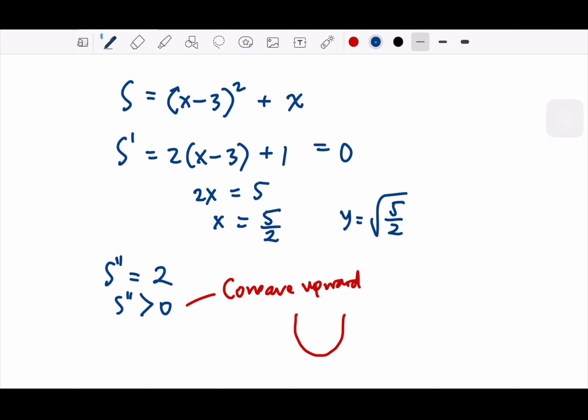Here, this is just to remind you that we can also use the second derivative to check the minimum and maximum.